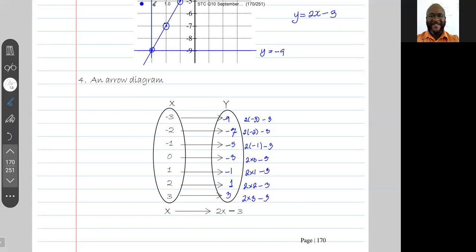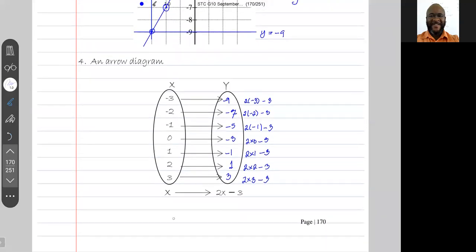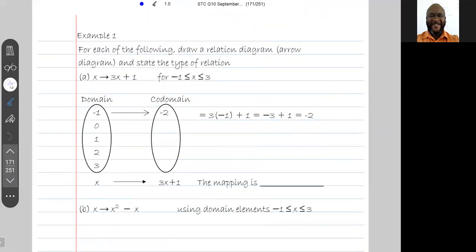The third way of representing the one relation is as an arrow diagram. So now, x in the domain, this is the relation in which x in the domain is mapped onto 2x minus 3 in the codomain. All right, so we've just looked at 4 ways of representing a relation. All right, I'm going to stop here.